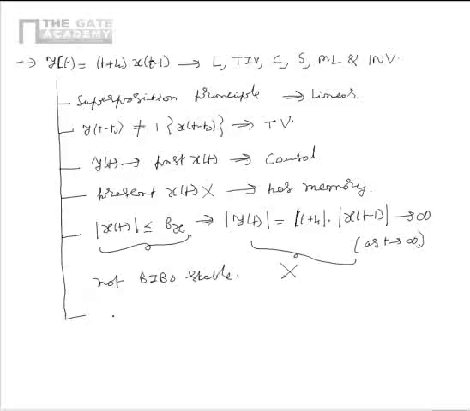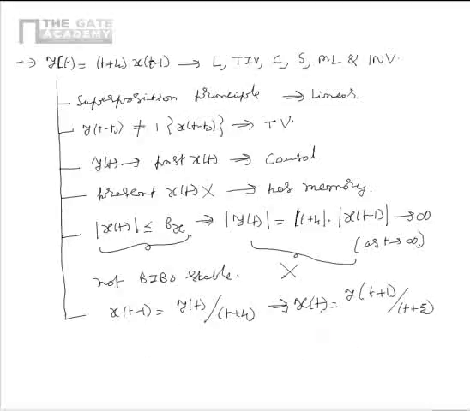Also, we can show that if we try to get the inverse system of the given system, we can write that x of t minus 1 is equal to y of t divided by t plus 4. Replace t minus 1 by t, we get that x of t is equal to y of t plus 1 divided by t plus 5.